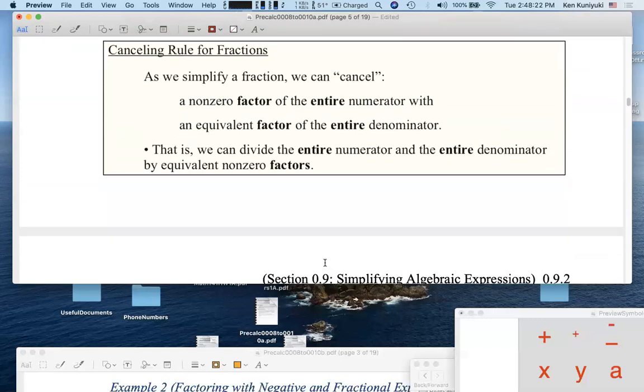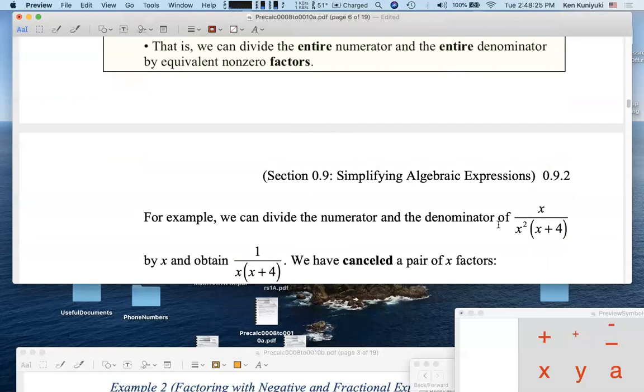All right. For example, consider this rational expression, x over x squared times the quantity x plus 4. You can see that x is a factor of the numerator, and x is also a factor of the denominator. In particular, it's a factor of x squared. So we can divide the top by x. X divided by x is 1. You have to put the 1 up there. It might even be safe to put parentheses. And then x squared divided by x is x.